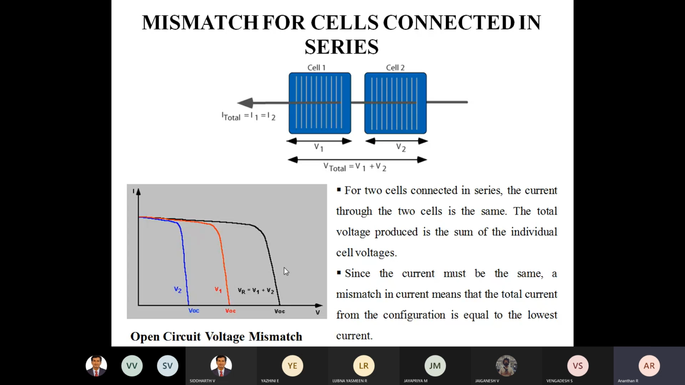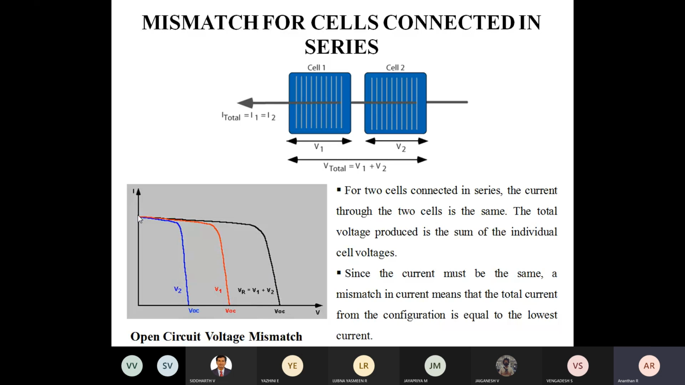Let us say your solar cells are connected in series. From the basic fundamentals, V total will be the addition of the other two voltages, but your current will be the same. Let us say this is cell one, which has different radiation or different parameters, and cell two also gives different values. If you look at the graph, V two produces this much open circuit voltage and V one has this much, and finally you can add both to give the combined voltage. But your current will be almost the same.